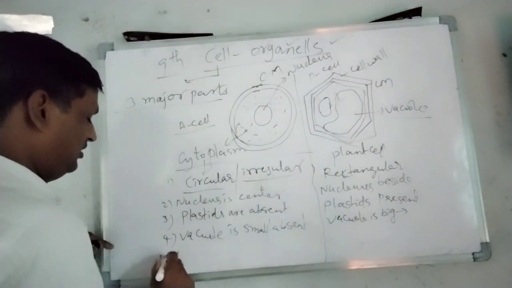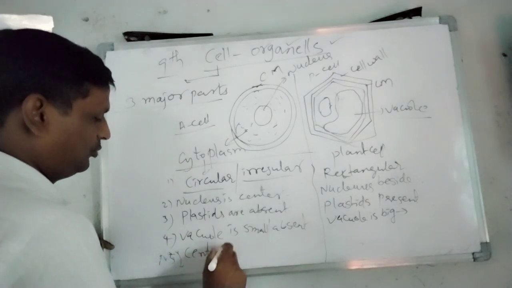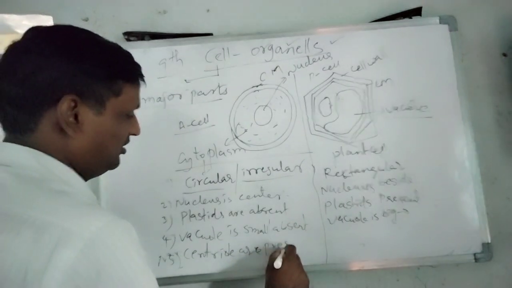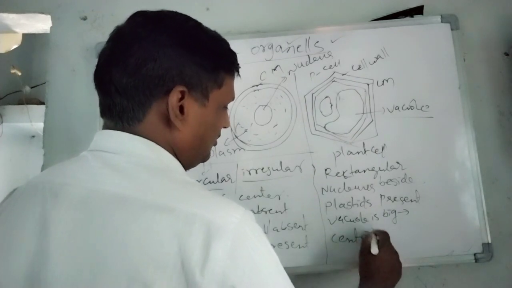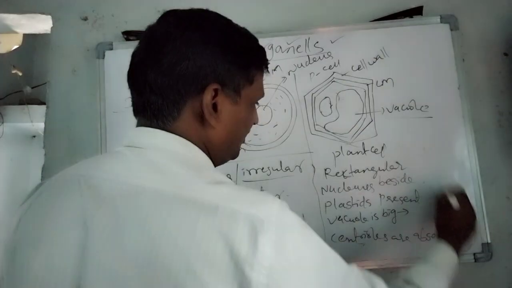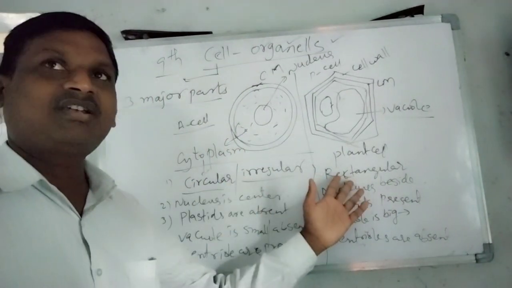And next thing is here centrioles are present. Very important. Centrioles are present. These are helpful in cell division. But here centrioles are absent.